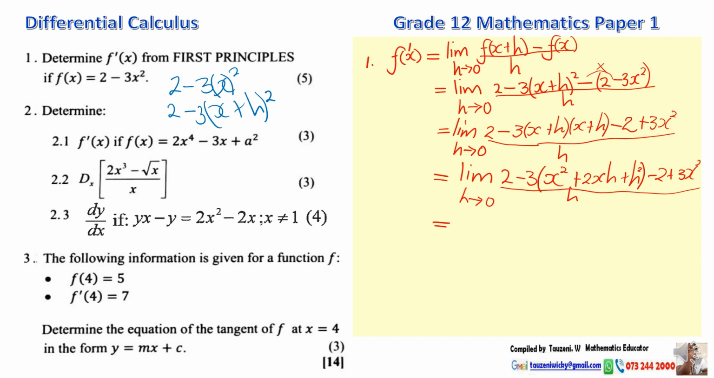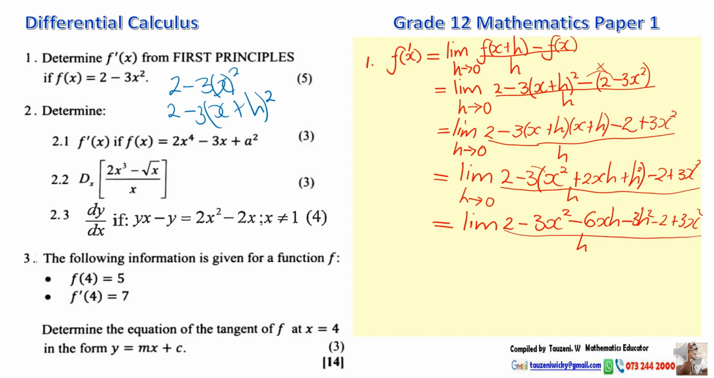So everything that follows after this is basic algebra. Just make sure you are careful in handling negative numbers, because they are culprits in maths. If I multiply the negative 3 times x squared, that would be negative 3x squared. The next term gives us minus 6xh. The next one gives us minus 3h squared. Then minus 2 plus 3x squared, divided by h as h approaches 0.